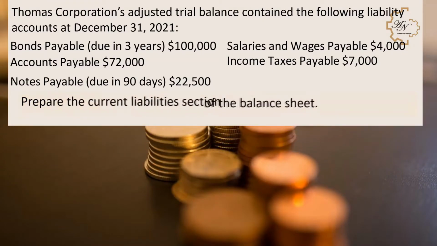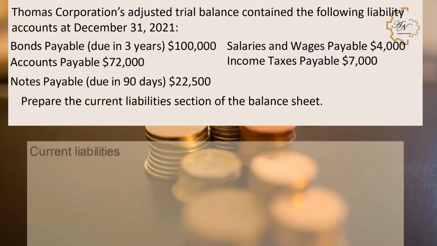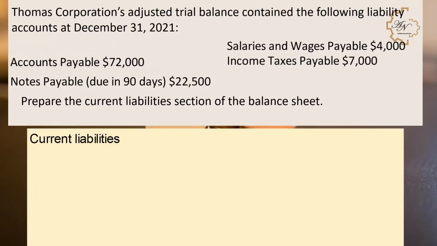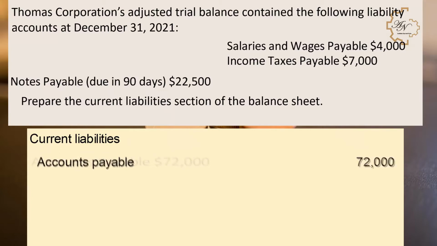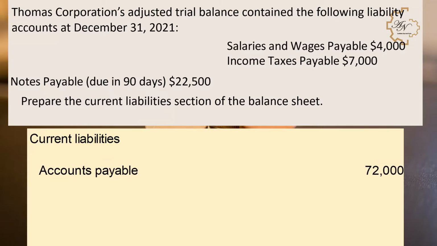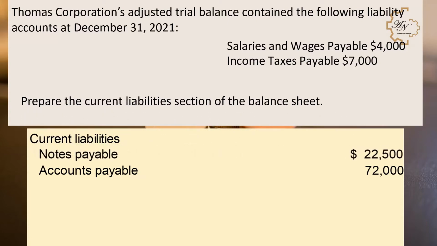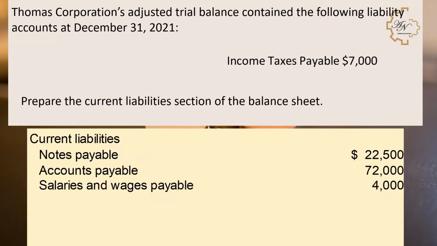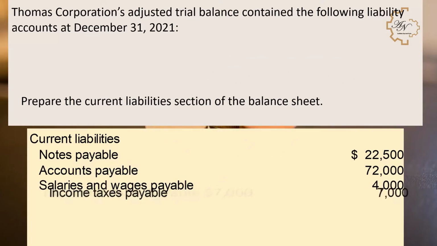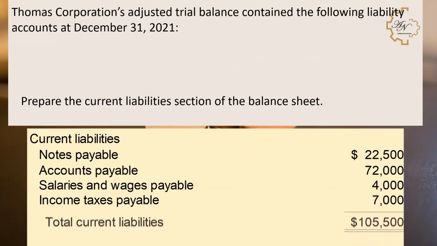We have bonds payable due in 3 years. It's non-current. Accounts payable, the current liabilities. Notes payable due in 90 days. It's a current. Salaries and wages payable. It's a current. Income tax payable. And the total is $105,500.